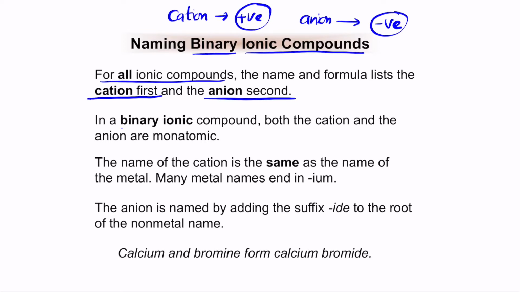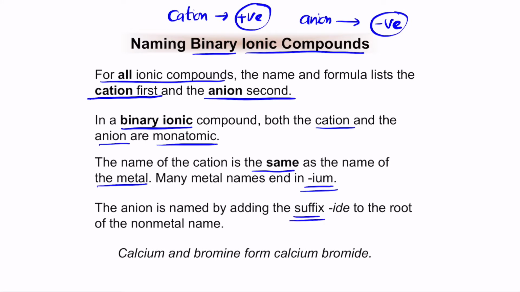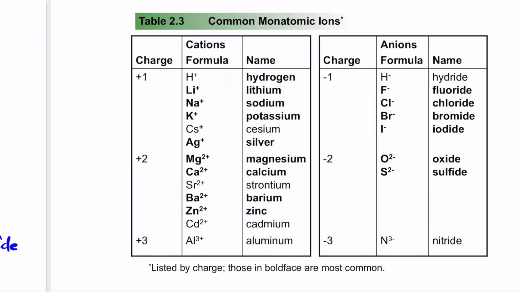In a binary ionic compound, both cation and anion are monoatomic, meaning that there is only one of each. The name of the cation is the same as the name of the metal. Many metals in general end with "um", so this is a common feature. And the anion ends with the suffix "ide". For example, calcium and bromine will form calcium bromide: calcium stays the same, bromine becomes bromide. We take the name of the anion and in place of "ine" we make it "ide". This is one of the common features.